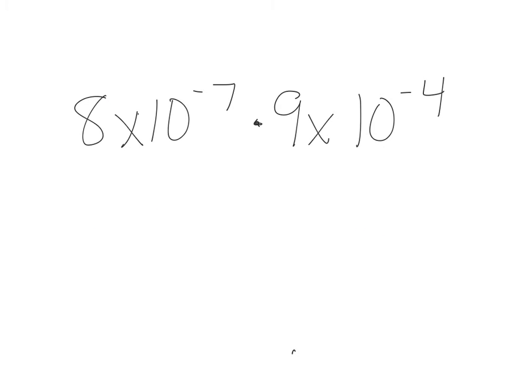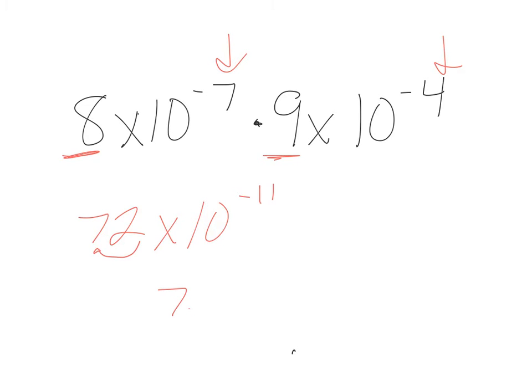This one has negative exponents. Everything applies, same thing. Go ahead and try it, and then come back and check it. So 8 times 9, 72, times 10 to the negative 7, plus negative 4, is negative 11. We need to move the decimal point over 1 this way, so we would have 7.2 times 10 to the negative 10th.